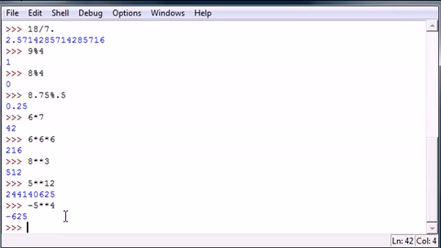So in this tutorial we covered basic math functions, and I also told you guys how to do modulus and exponent. And those are the basic math functions, but we're going to be using them a lot in the future. So that's it for this tutorial. Thank you guys for watching. Hopefully you guys now have a better understanding of how to do simple math functions in Python.